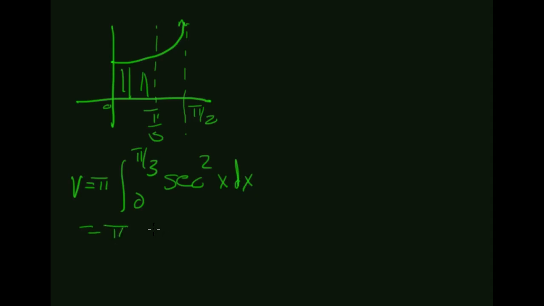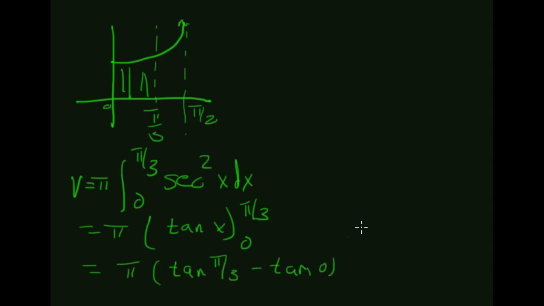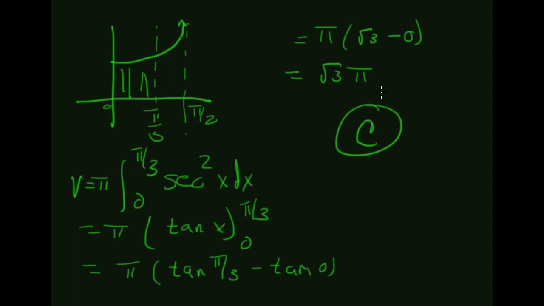The antiderivative of the secant squared is the tangent of x from 0 to pi over 3. So this is pi times the tangent of pi over 3 minus the tangent of 0. The tangent of pi over 3 is the square root of 3 minus 0. You can check that using your unit circle. So this is going to be root 3 pi, or pi root 3, which is C. All right, so there you go.